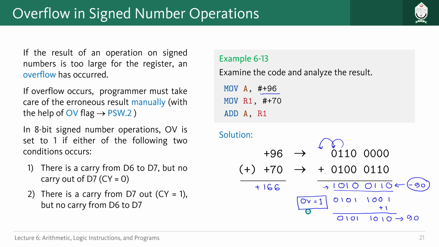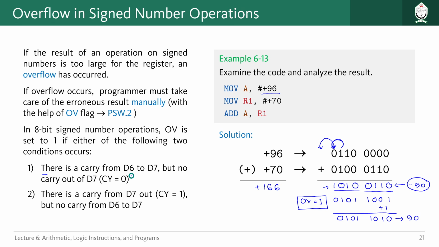In this case, what has happened? If I look at the calculation, you will see 1 1 0 was there, and that carry was coming to the 8th bit, or D7. So there was a carry from D6 to D7 in this case, but no carry from D7 to out. So the first condition was fulfilled. As a result, the overflow flag is 1. We have to understand that the result cannot be shown with the help of 8-bit registers because it is out of bound.